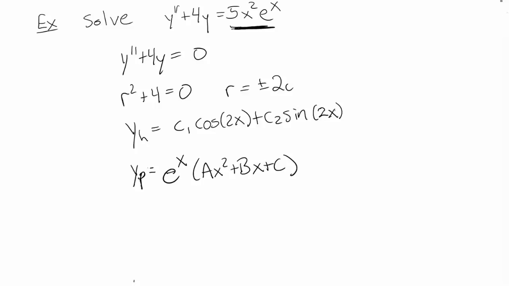Now, if any part of this is already part of the homogeneous, then I'm going to need to tack on another x. If that is still part of the homogeneous, then I'm going to need to tack on another x. And since my homogeneous is cosines and sines, none of my guess for the particular is involved in the homogeneous. So this is going to be my guess.